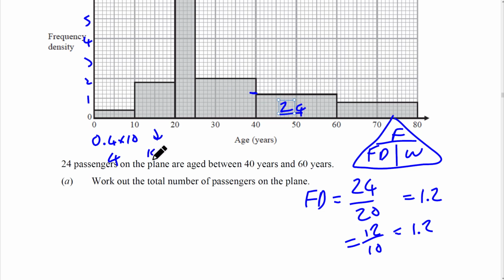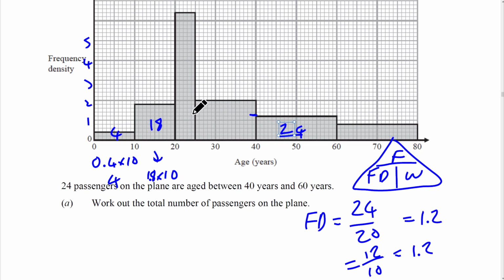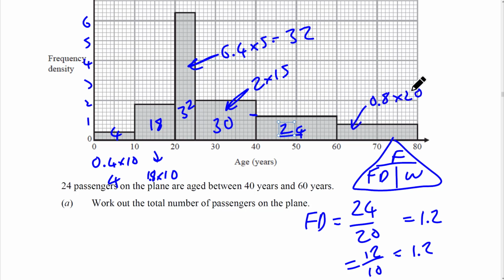This is 1.8 times 10. So you've got 18. 4 here. That's 6.4. So 6.4 times 5. That's 30, 32. That's exactly 2 times 15. Let's do it working. 2 times 15. Get your mathematics 30. And that's 0.8 times 20. That's 16.